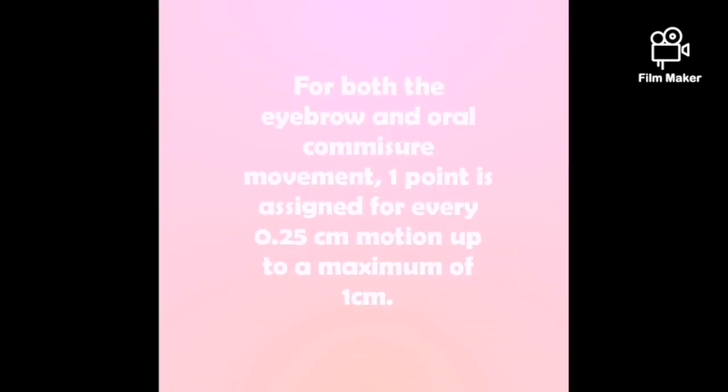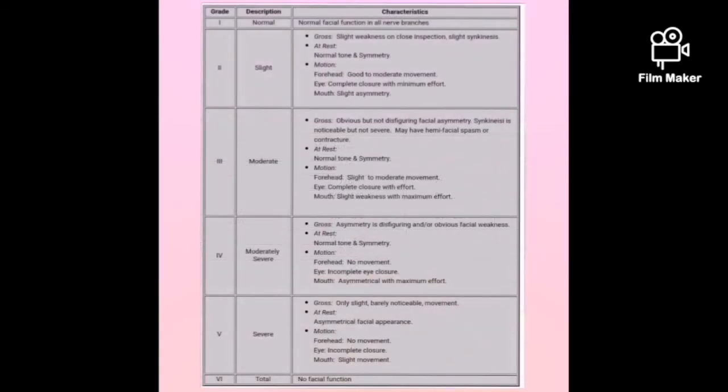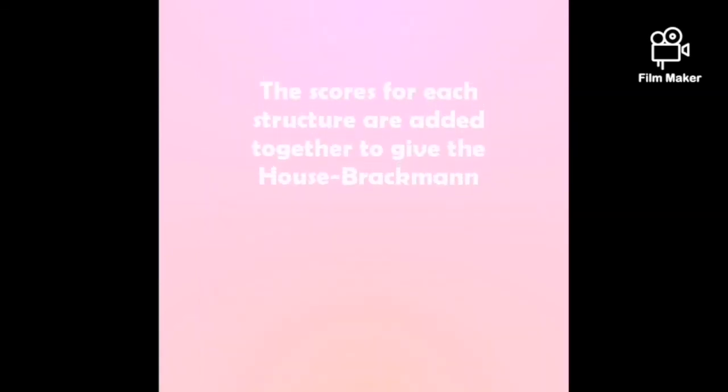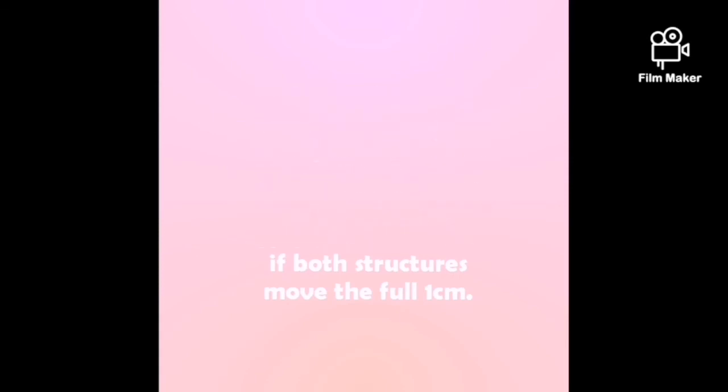For both the eyebrow and the oral commissure movement, 1 point is assigned for every 0.25 cm of motion up to a maximum of 1 cm. The scores for each structure are added together to give the Brachial score, and the maximum score obtainable is 8 if both structures move the full 1 cm.